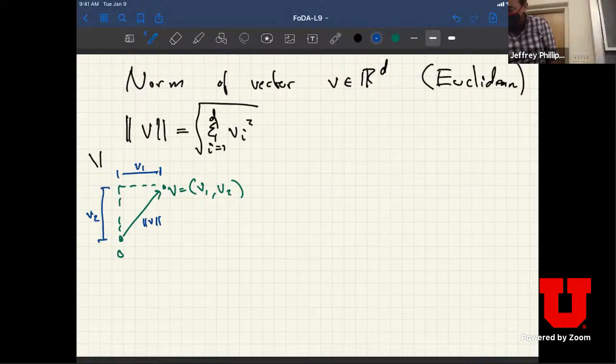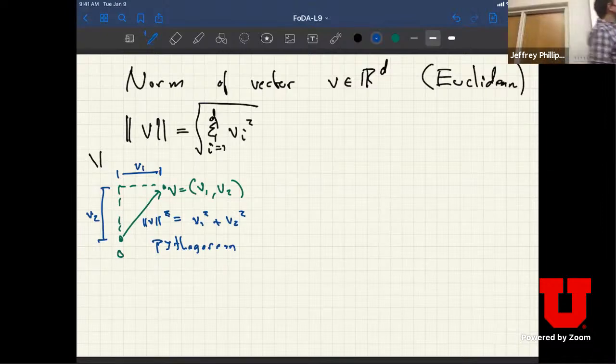So I know that this squared is equal to v1 squared. v1 is just a scalar value, so I don't need to put the norms on it. It's just one coordinate, plus v2 squared. This is the Pythagorean theorem, and this is just a generalization of the notion of length. In higher dimensions, the same sort of Pythagorean theorem just generalizes to more and more coordinates.